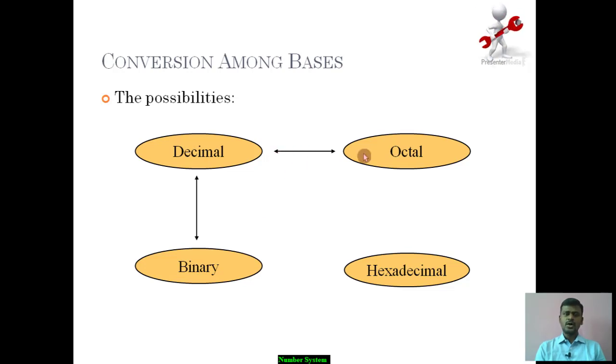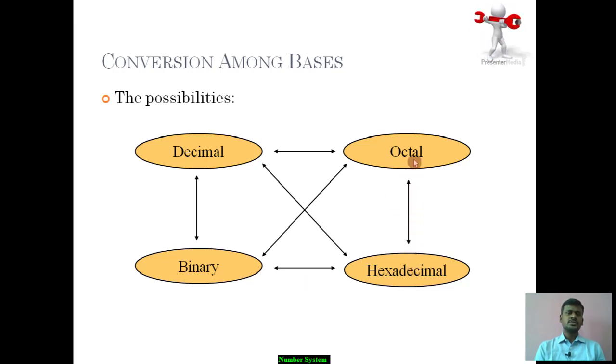decimal to octal, octal to decimal. Next is decimal to hexadecimal, hexadecimal to decimal. Next is binary to octal, octal to binary. Next is binary to hexadecimal, hexadecimal to binary. Next is octal to hexadecimal, hexadecimal to octal. So these are the possible conversions among these 4 number systems.